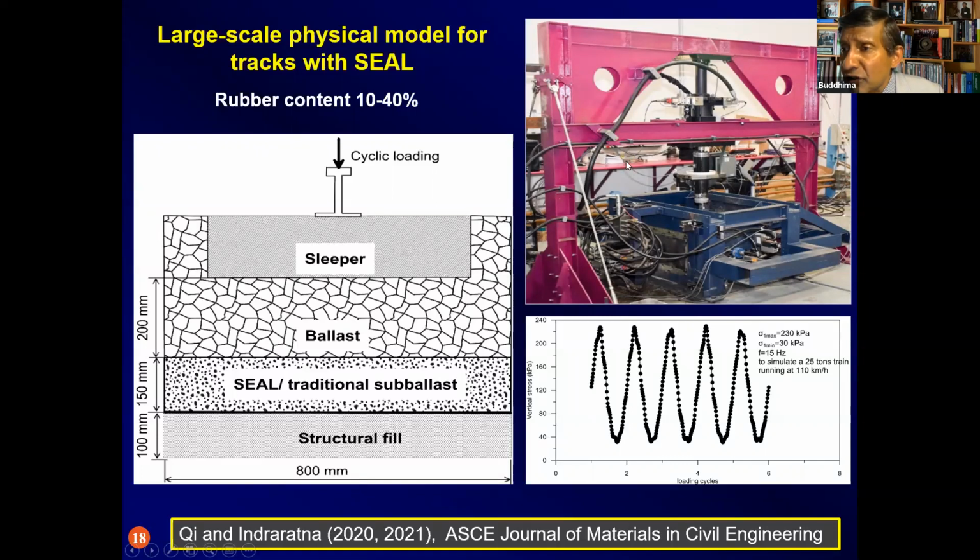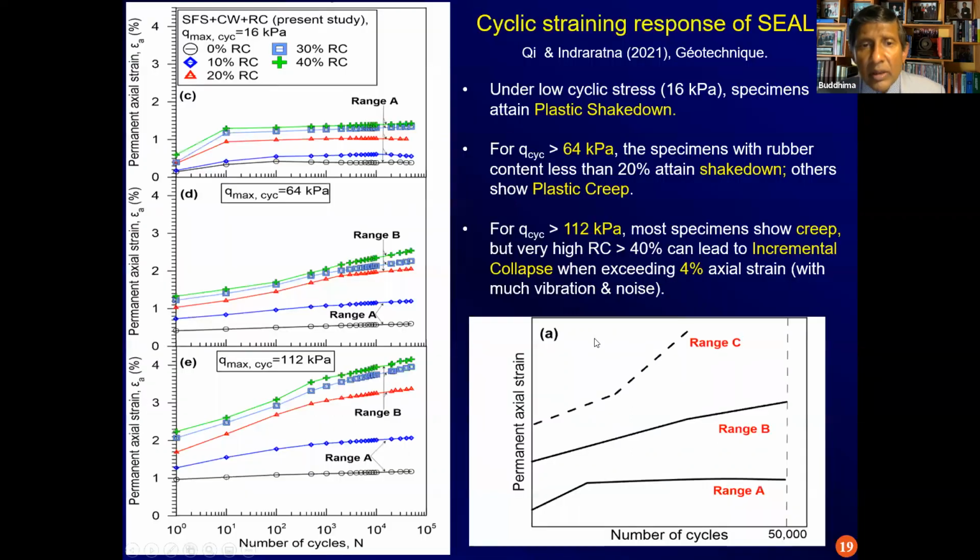This is a cubical triaxial equipment where the typical track elements such as the sleeper, ballast, the sub-ballast layer, and the structural fill can be set up and loaded under cyclic loading. So that is your cyclic loading. And then with the instrumentation that is placed inside this box, you can actually measure the deformation and the degradation characteristics of the material. So this is a very important summary of testing of this material.